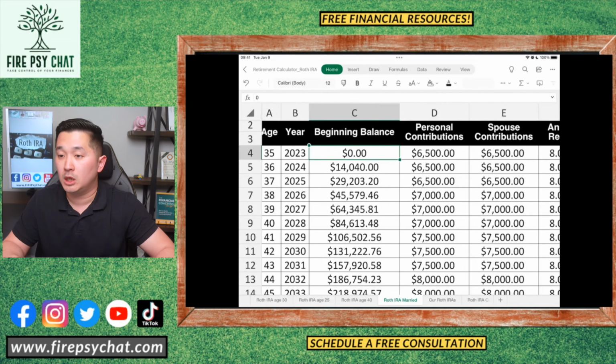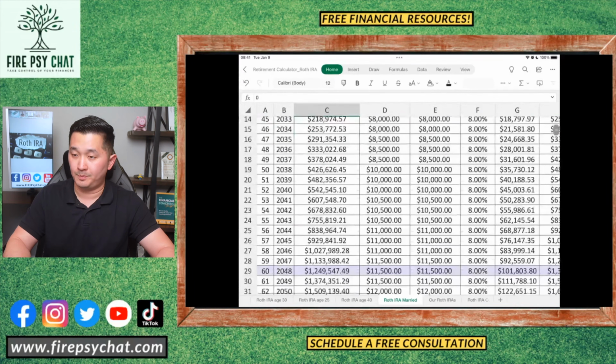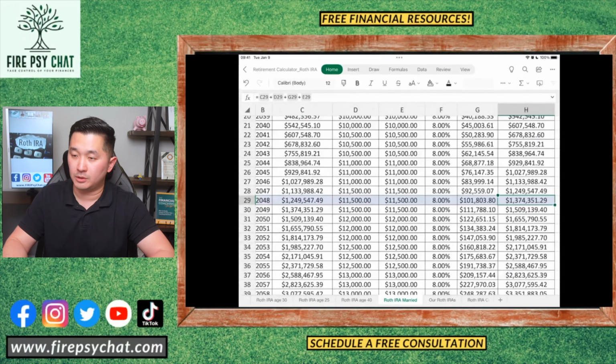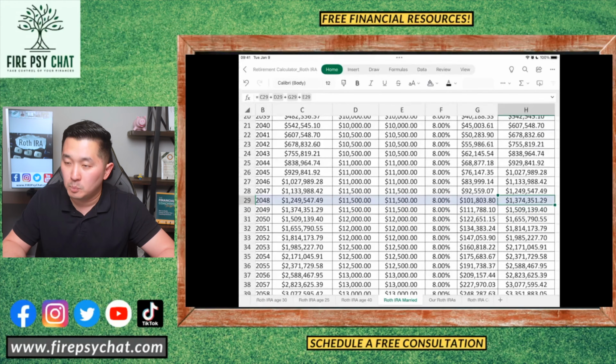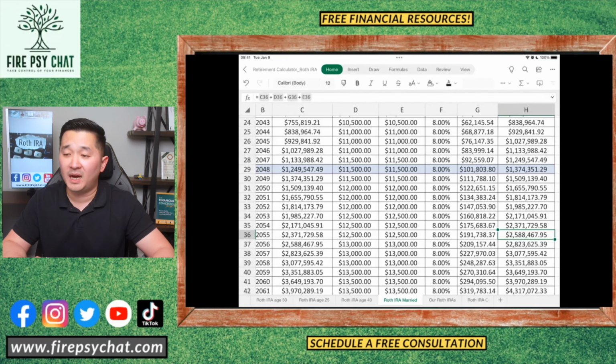Okay, I'm going to enlarge it. Your numbers are now double from what I showed you earlier, and you'll both have almost $1.4 million by the time you're 60 years old. And by age 67, you'll have $2.5 million. And this is all if you get an 8% annualized return.